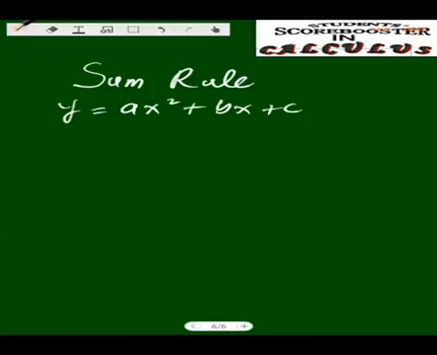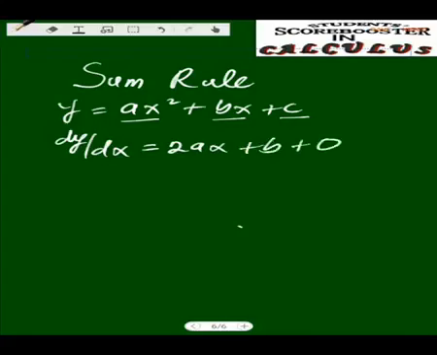Or I say, how do you differentiate it? If you want to differentiate this one, you do it one after the other. You differentiate this separately, differentiate this separately, differentiate this separately, then you put the answer together. Let me take this as an example. So dy/dx will be equal to 2ax plus b plus 0. I hope you understand.